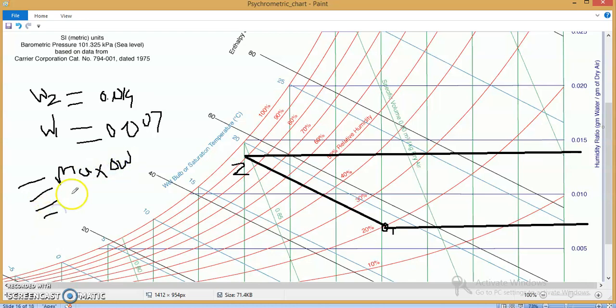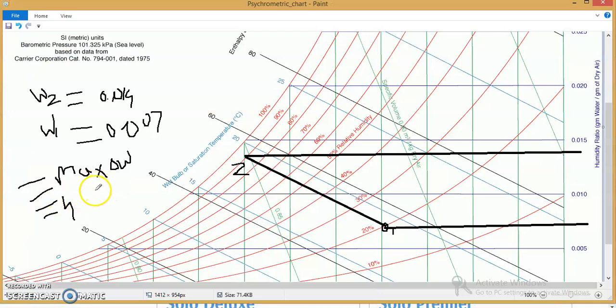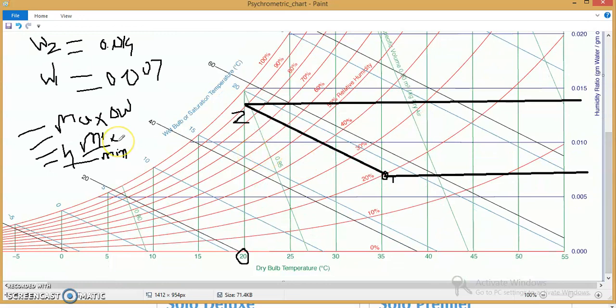So the mass of air is given as 4 meter cube per minute. So again it is in meter cube per minute, and this delta omega is in kg of water per kg of air. So for that you have to find out the specific volume, because this mass of air is given in meter cube per minute. So for that we can find out the specific volume. The inclined green line indicates the specific volume.